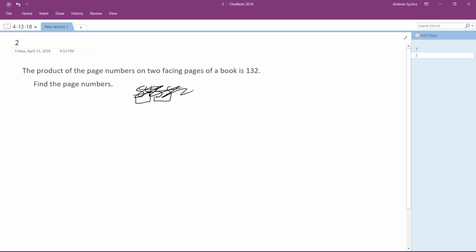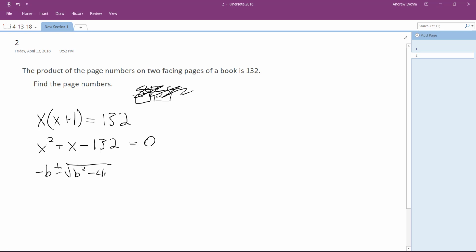All right, so cancel this out. I'm going to do X and then times something. It's going to be X plus one, because it's the next page over, is equal to 132. So what we do is we distribute, we get X squared plus X equals 132, but I'm going to move the 132 over and then I get zero. All right, so I'm going to use the quadratic formula: opposite of B plus or minus square root of B squared minus 4AC, all over 2A.